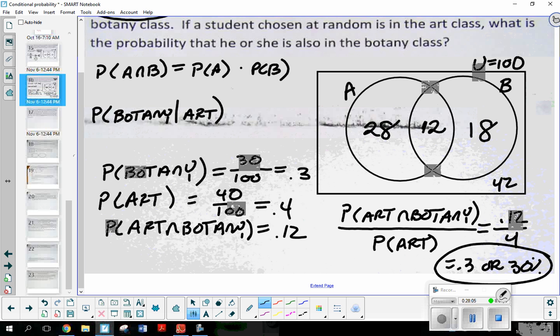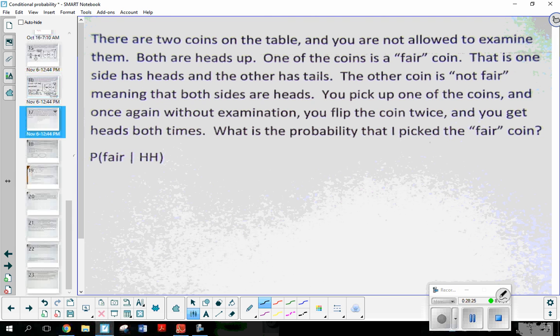Okay. Now we're going to skip the coin problem for just a minute. You'll see why later in the period, it will make sense. We're going to skip the coin problem. It will make sense. Hello, is this thing on?